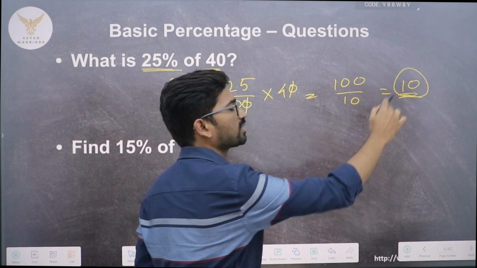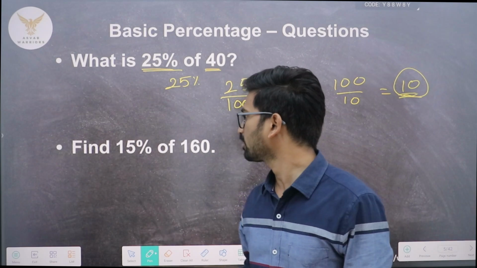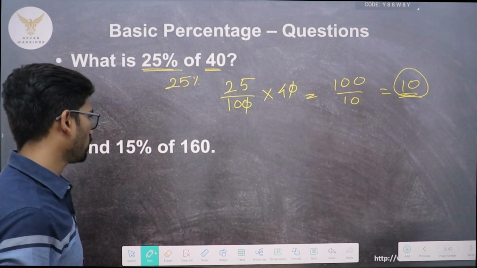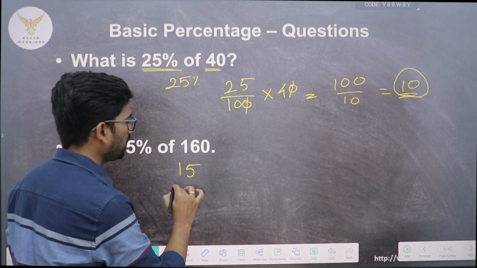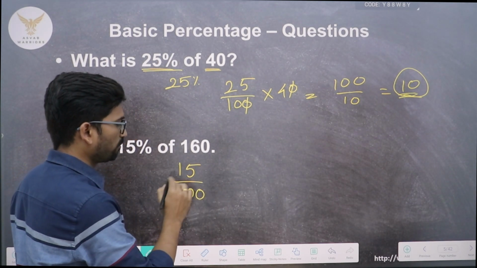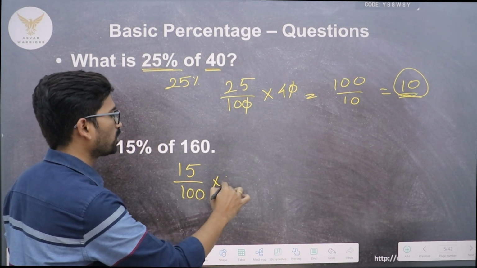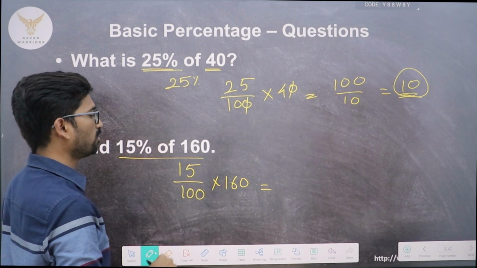25% of 40 is 10. And we will see a similar example, which is 15% of 160. Now what will be 15% of 160? We know that 15% is nothing but 15 part of 100. So 15 will be part, 100 will be whole, and we'll multiply this ratio with 160. We'll get our answer, which is 15% of 160.